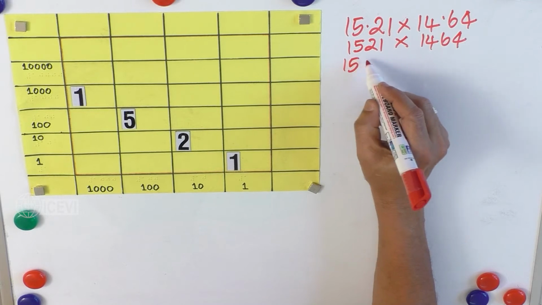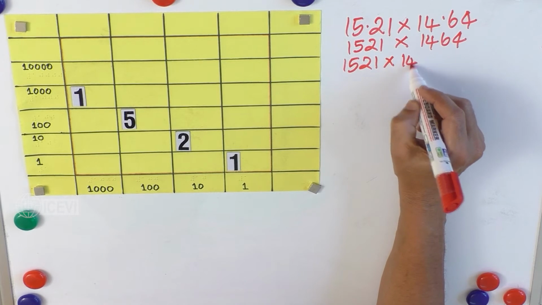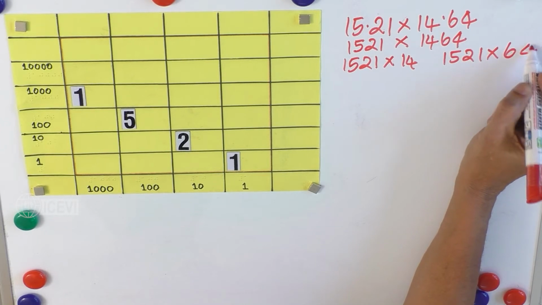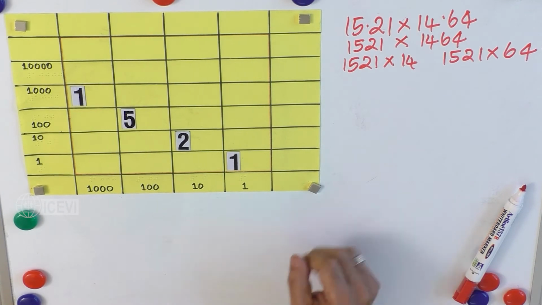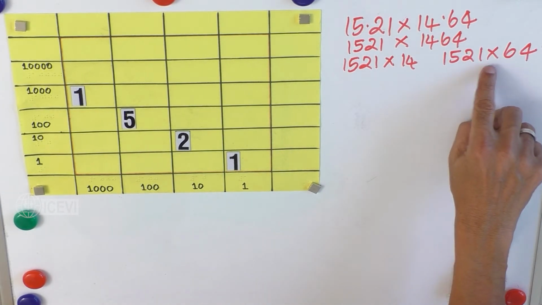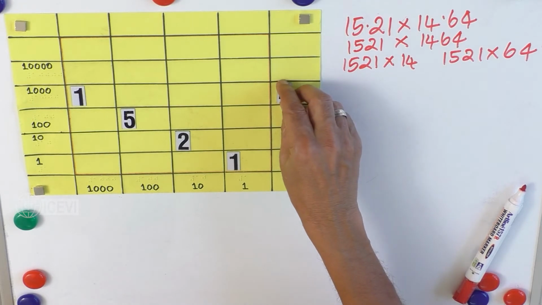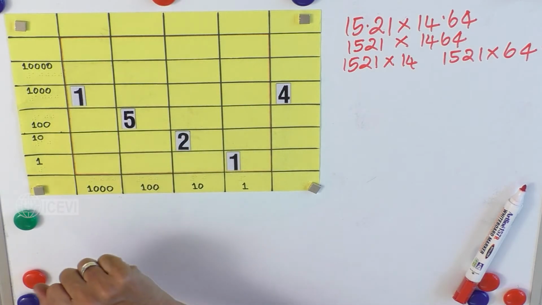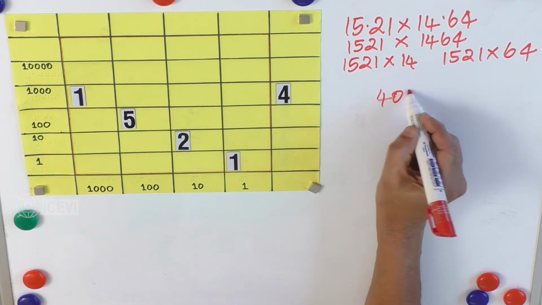So let us multiply 1521 with 14 and 1521 with 64. So let us start with the decimal part now. Let us treat 1521 as the multiplier and 64 as the multiplicand. So let us take the digit 4. So digit 4 is to be multiplied with 1. Now here it is nothing but 4000.